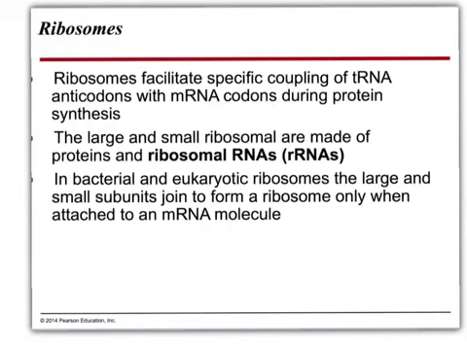First off, ribosomes facilitate coupling. They allow the tRNAs to find the anticodon, get them spaced correctly, and then you end up with the formation of proteins. Ribosomes are composed of two subunits. They're mainly large proteins with some RNA associated with them, ribosomal RNA.